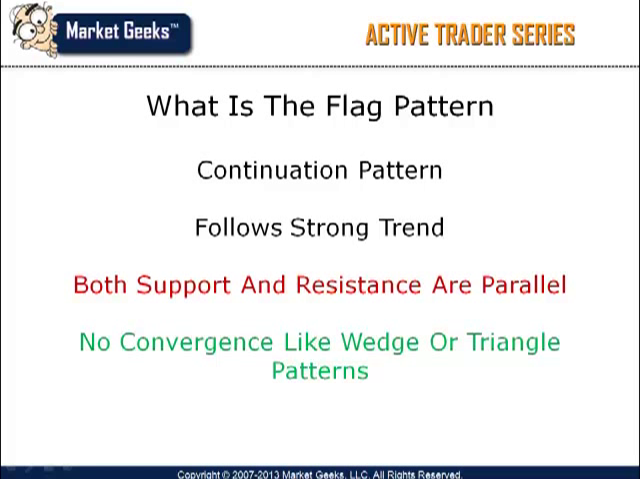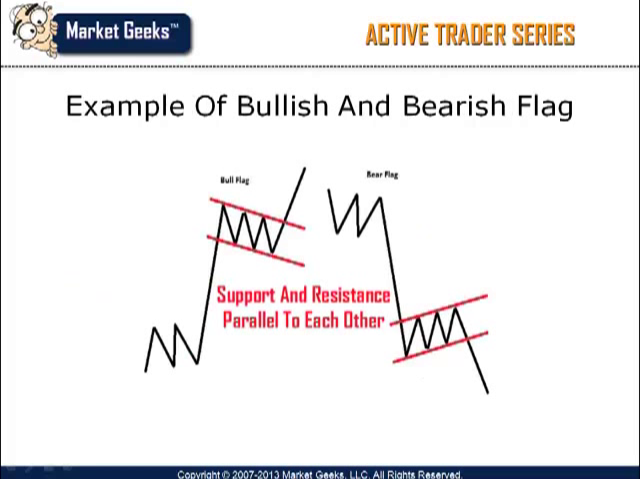The main difference between these patterns and the flag pattern is the slope of the lower support and the upper resistance area. There is no convergence between the two trend lines, and they both run parallel to each other, unlike the triangle pattern, which gets tighter as both trend lines converge towards each other as the triangle pattern progresses. You can see in this example both the bull flag and the bear flag. Both have upper support and resistance areas that are completely parallel to each other.